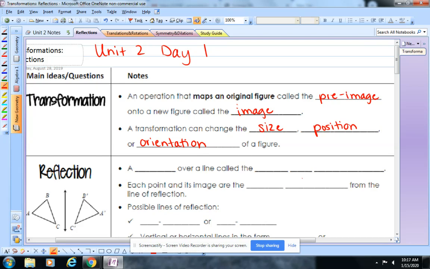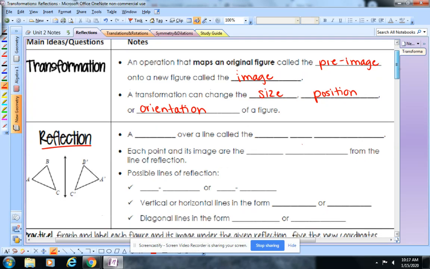So today we're going to start with talking about reflections. So reflections are the only transformation we're going to focus on today. Okay? There are 4 major transformations. I'm going to go ahead and tell you what all of them are. You might want to put this somewhere.